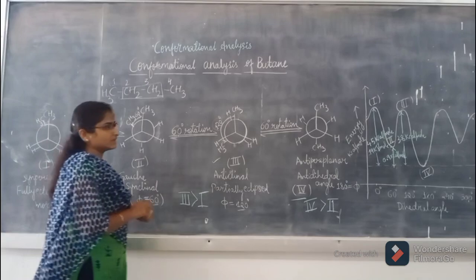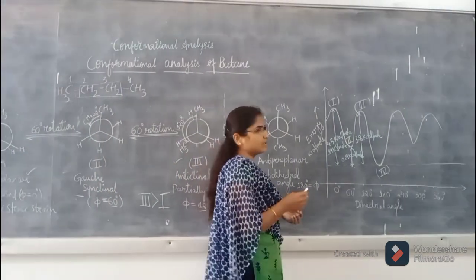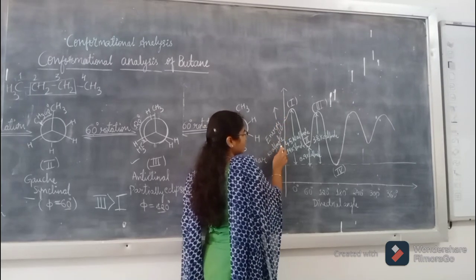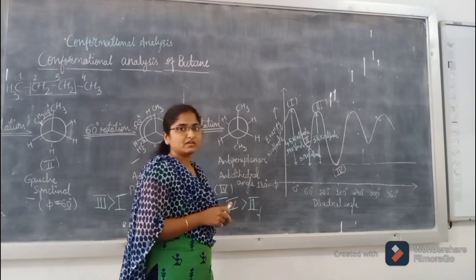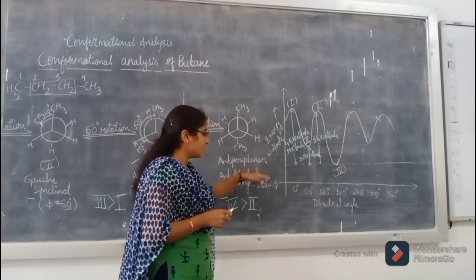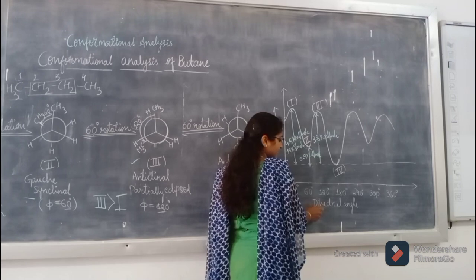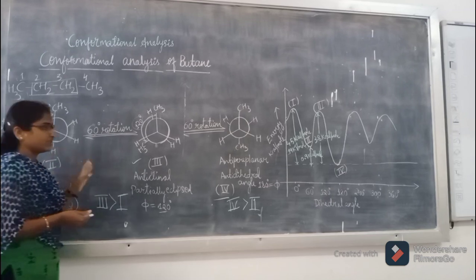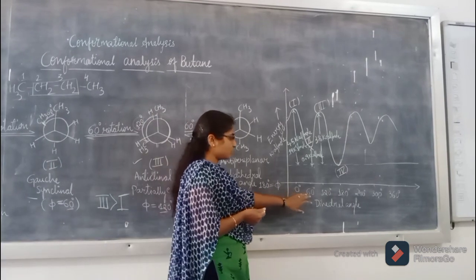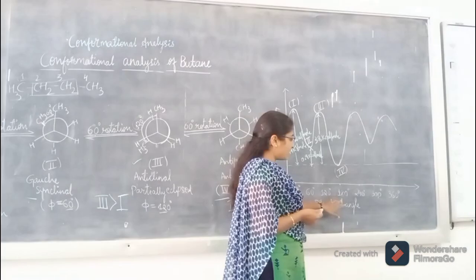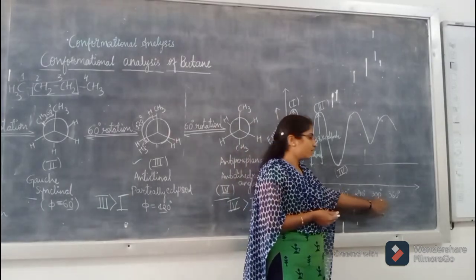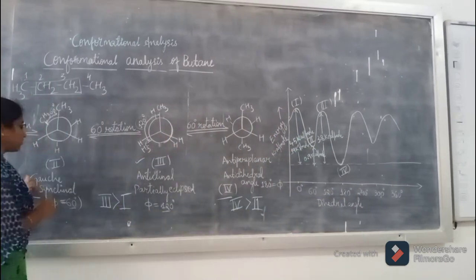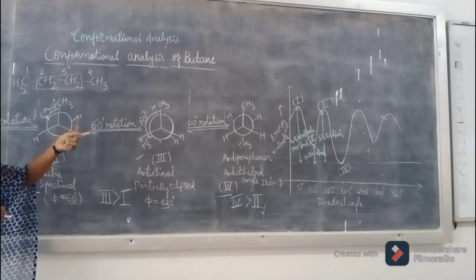So moving to the energy level diagram. Again, in a similar way, on the y-axis we are taking energy in kilocalories per mole, and on the x-axis we are taking the dihedral angle. Again here we are rotating only 60 degrees, so take a 60 degree difference. It will be 0, 60, 120, 180, 240, 300 and 360, and so on. So designate all the conformations according to their energies and stabilities.